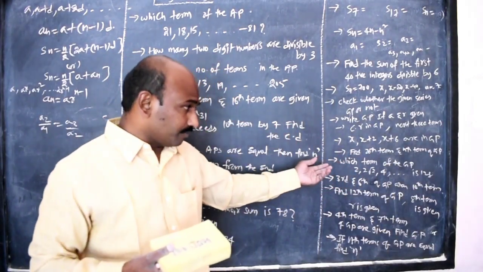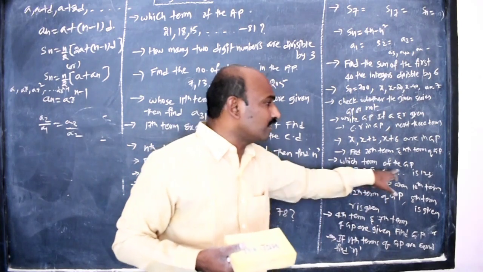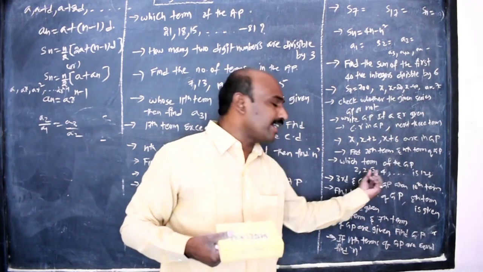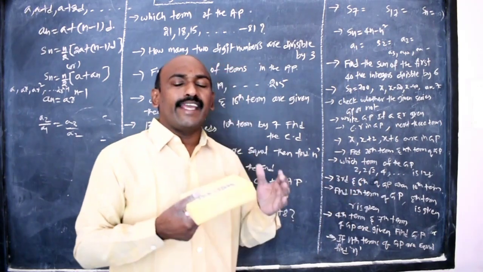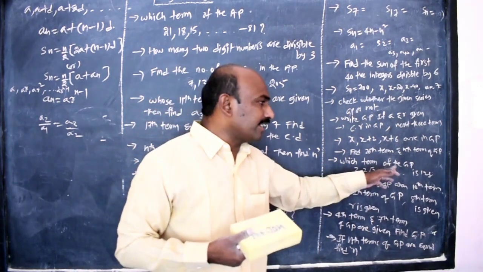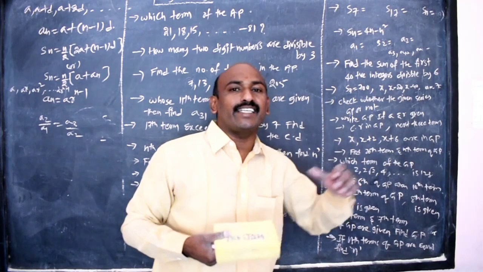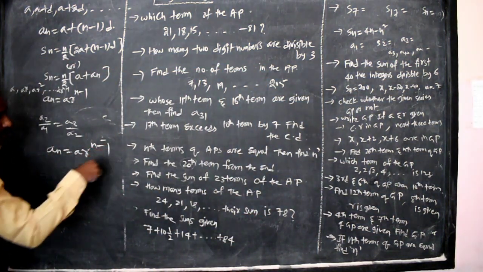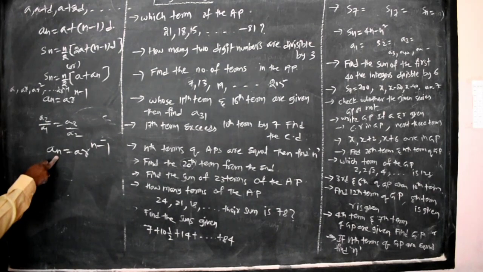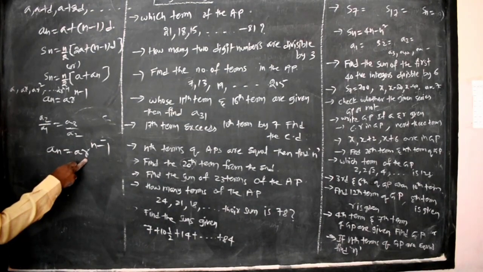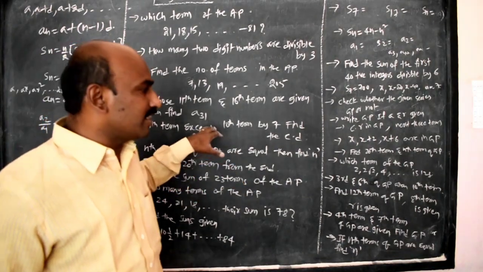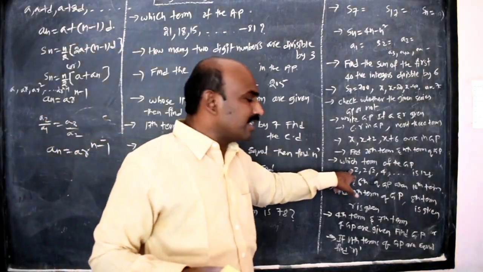If you take which term of the GP is 128, in this series 2 root 2, 4 like that, first of all find a and r, then you take 128 as an. In this formula you have to substitute an equal to a into r power n minus 1. Here the nth term you take as 128, a is 2 and r is root 2, and n we need to find out. If you substitute in this, we will get which term of the GP is 128.